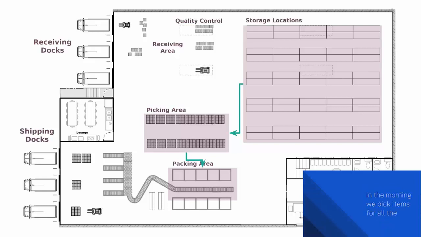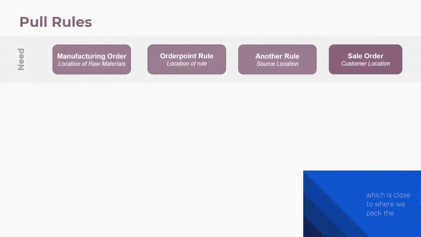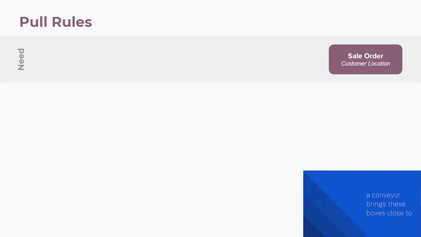In the morning we pick items for all the orders we'll prepare. During the day we pick these items from their storage locations and move them to the picking area, which is close to where we pack the orders. Then we prepare orders by packing each one in their respective boxes. A conveyor brings these boxes close to the shipping docks, ready to be delivered.